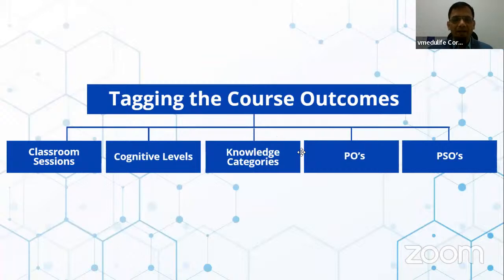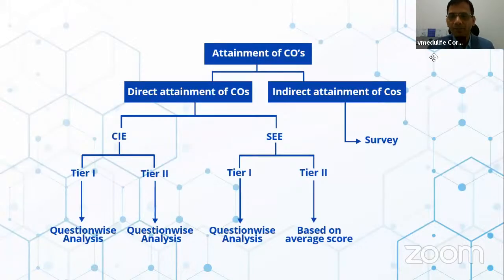Now again, the course outcomes and their involvement in accreditation is observed only at the time of examination. That is not the correct way, actually. The COs have importance in our day-to-day classroom sessions, in recognition of our cognitive levels, knowledge categories, the POs and PSOs. So these are certain things where we should actively link the statements of the COs, and accordingly the qualitative parameters should be judged.